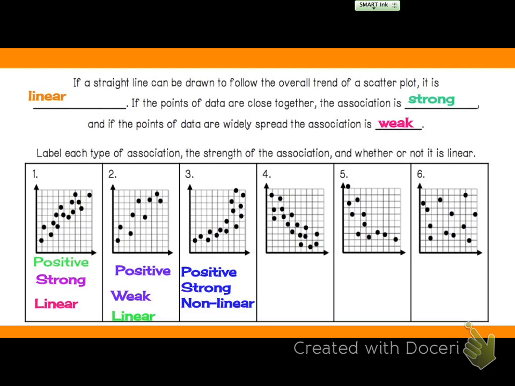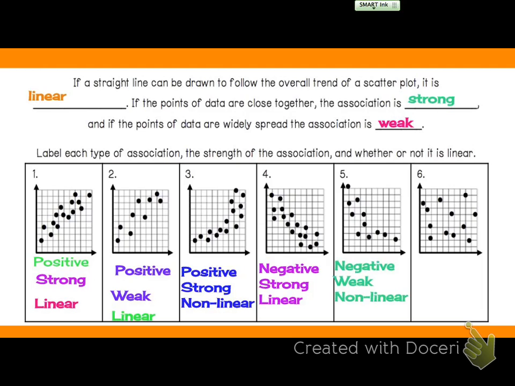Okay, so Orion, on number 4, what did you say? Is it going to be positive or negative? Negative. Is it strong or weak? Strong. And is it linear or nonlinear? Linear. Okay. So, Renaja, what about 5? What do you think? Is it positive or negative? Negative. Is it strong or weak? And is it linear or nonlinear? There you go. Negative, weak, and nonlinear.